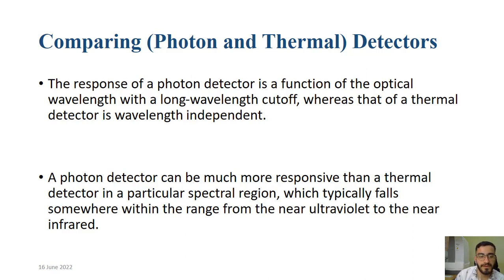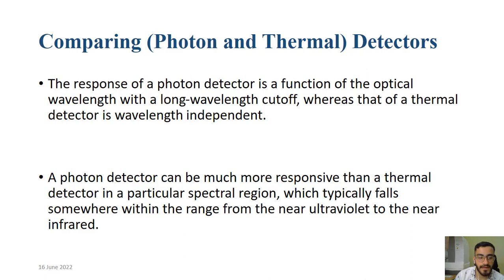If the wavelength is independent, a photon detector can be much more responsive than a thermal detector in a particular spectral region, which typically falls somewhere within the range from the near ultraviolet to the near infrared. By comparison, a thermal detector normally covers a wide spectral range from the deep ultraviolet to the far infrared, with a nearly constant response. Photon detectors can be made extremely sensitive. Some of them have a photon counting capability that is not possible for a thermal detector.